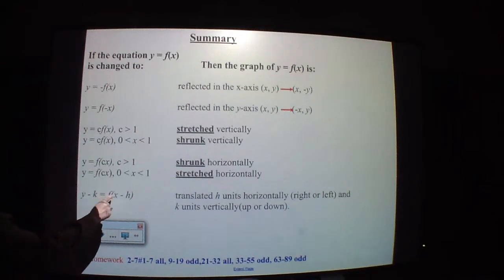And y minus k is equal to f of x minus h. Right-left movement with the x, up-down movement with the y.